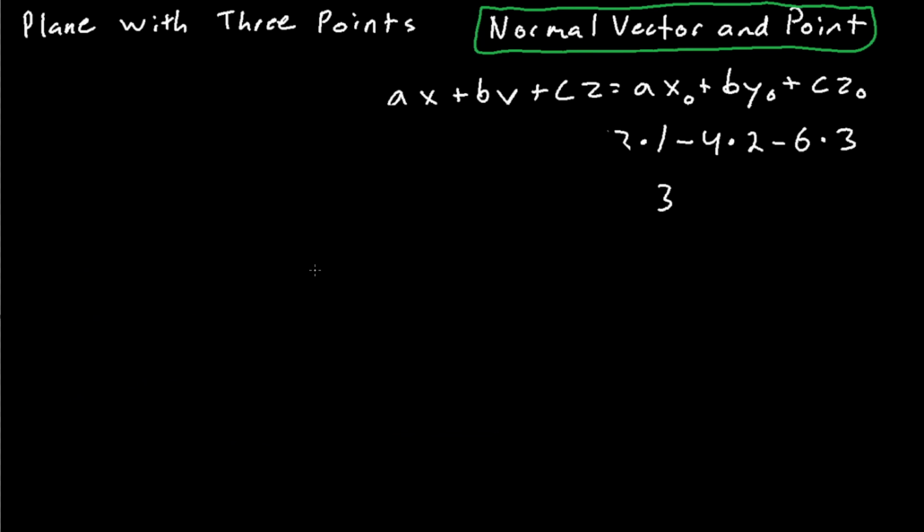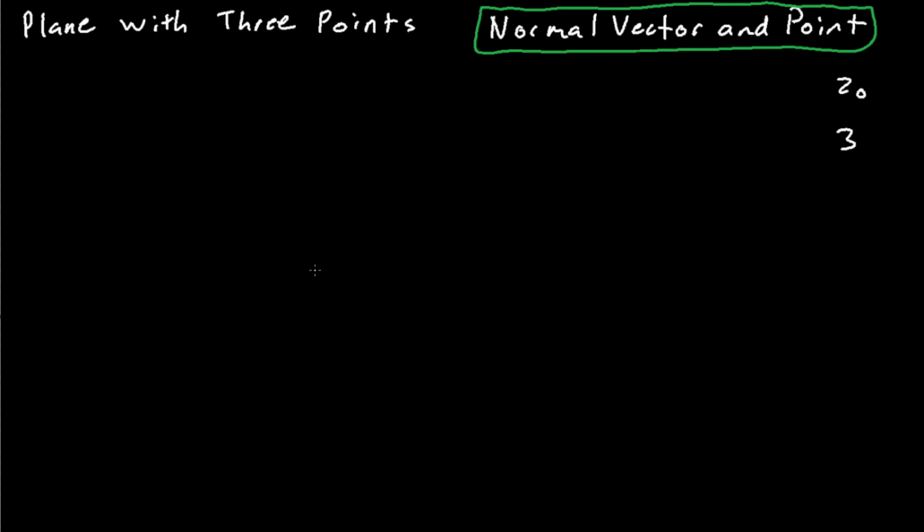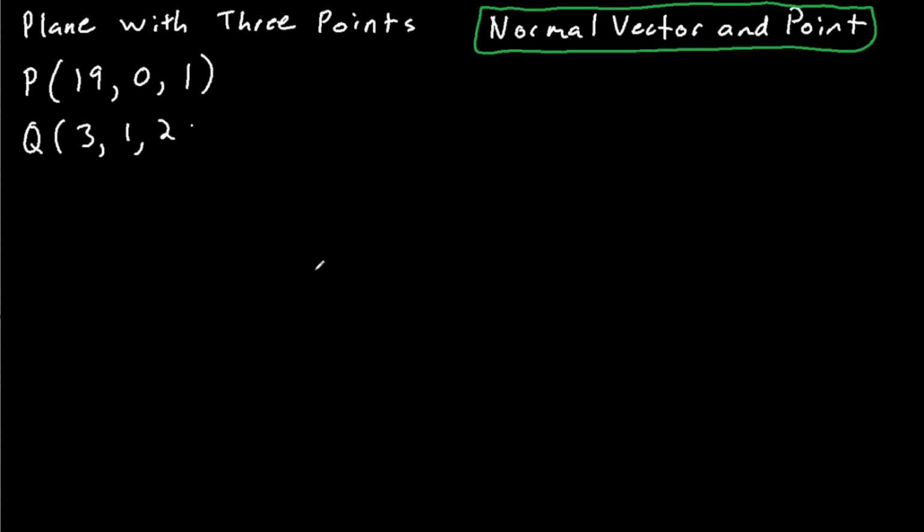Let's pick 3 points. Okay, let's pick some random points. Let's go with P as (19, 0, 1), because 19 is my video with the most views currently, and 1 because I'm lazy and I want easy math. Let's go Q (3, 1, -2) and R (1, 2, 4). I'm just gonna use positive numbers because I don't want to make a mistake.